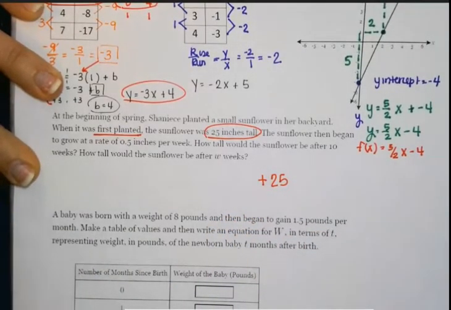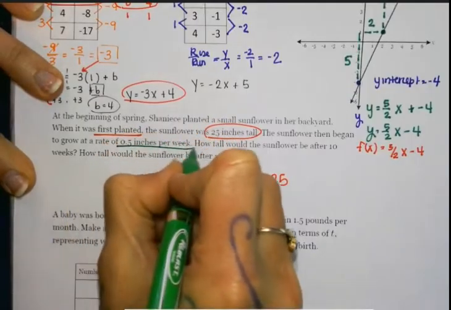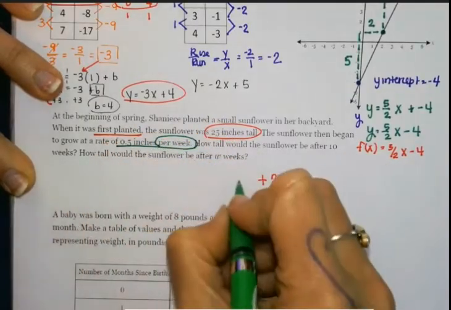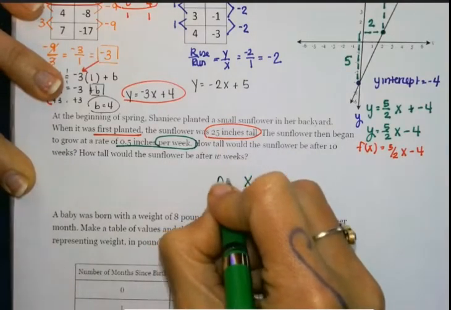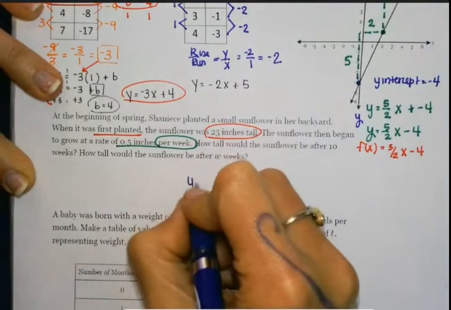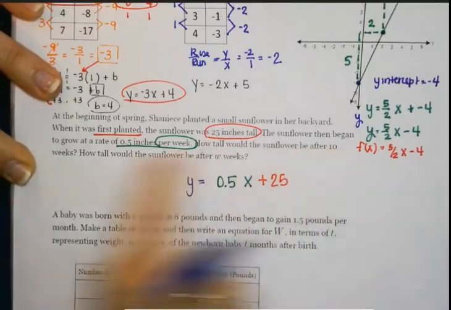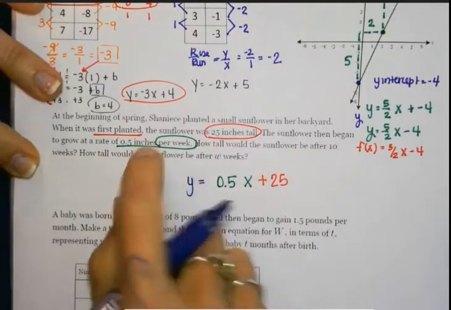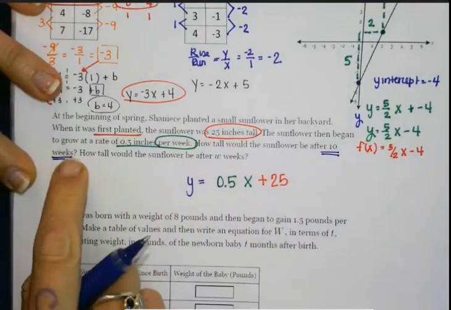The sunflower then began to grow at a rate of 0.5 inches, and then you're going to see that per week. So that's where you get your x. Okay, so 0.5 inches per week. And now we have our output, which is going to be our height. How tall will the sunflower be after 10 weeks? Per week, so weeks is going to go in the place of x.